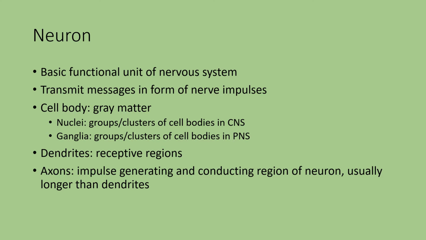Dendrites are the receptive regions, so they are receiving the impulses, and the axon are those extensions where the impulse is generated and then it's moving away from the neuron typically. It's moving away from the cell body. The axons typically are longer than dendrites.